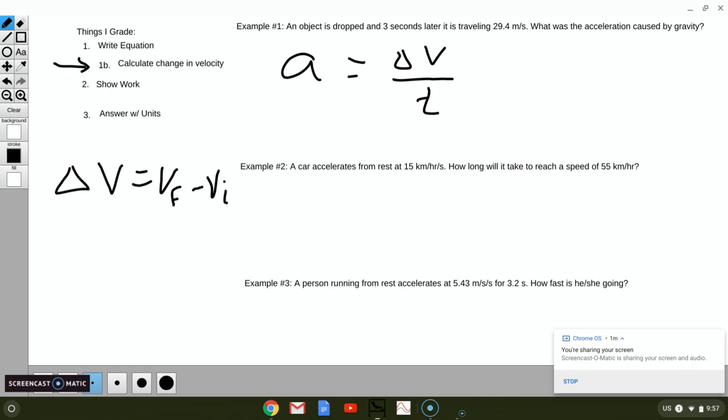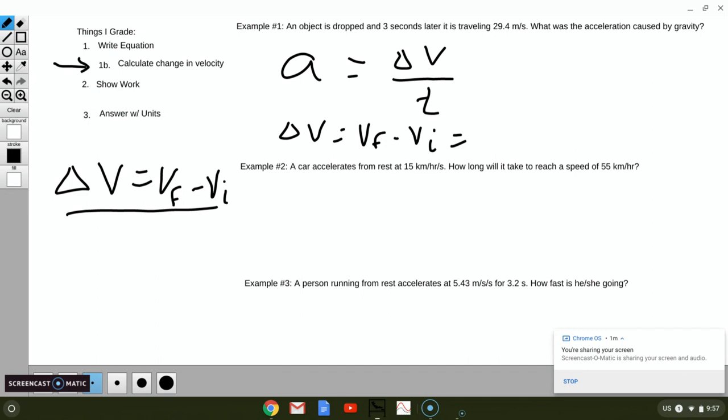Some people like to do this step before they do any other plugging. Some people like to do it all at once. So in this case, if we're looking at example 1, an object is dropped, and 3 seconds later, it is traveling 29.4 meters per second. What was the acceleration caused by gravity? If you wanted to calculate the change in velocity first, you'd take the final velocity, and I wouldn't make you show all this work, but you can if you want to.